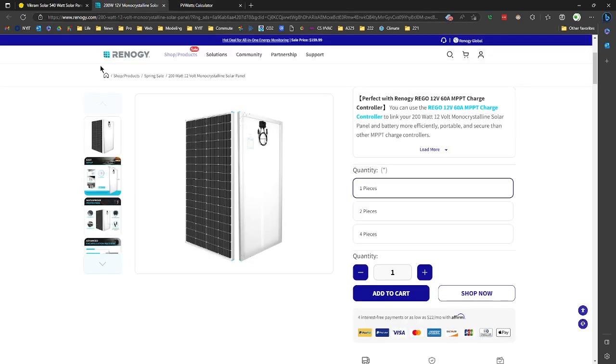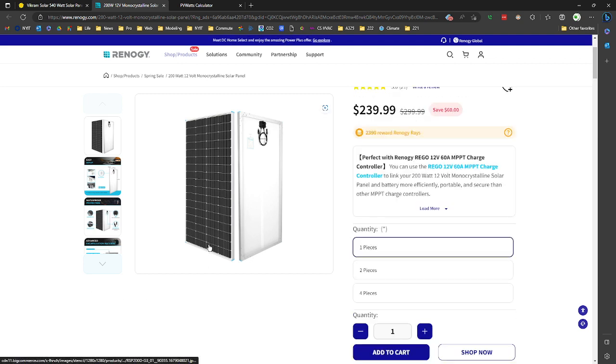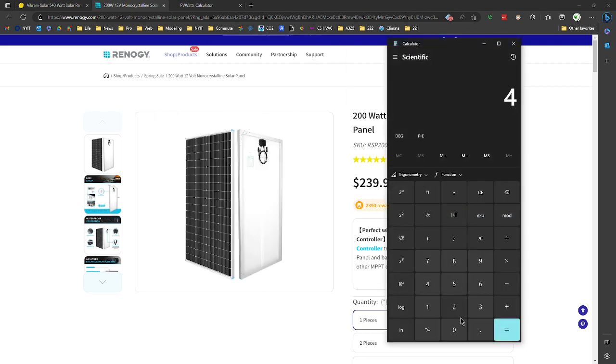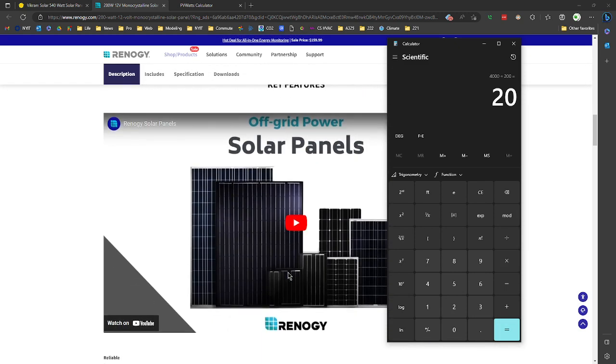Let's go back to our panel. If this is a 200 watt panel and we want 4 kilowatts, 4,000 watts divided by 200 watts, that's going to be 20 panels. These are essentially 5 by 2.